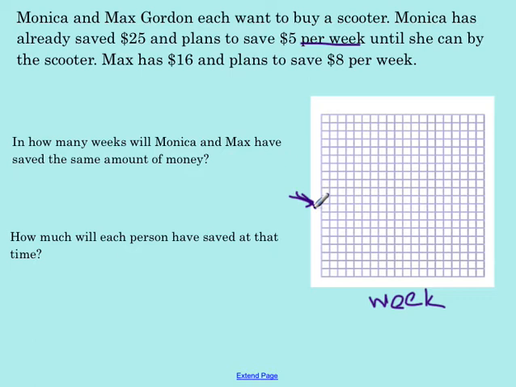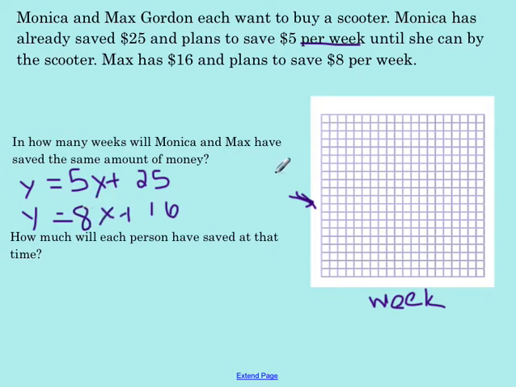So let's start with Monica. Monica already has $25. And for every X week that goes by, she's going to save $5. Now for Max, Max already has $16. And for every X week that goes by, he's going to save $8. So in order to fit, I'm going to have my y-axis go by 2 and my x-axis go by 1. Please make sure you're telling me if you change the scale. So for Monica, we're going up 2, 4, 6, 8, 10, 12, 14, 16, 18, 20, 22, 24.